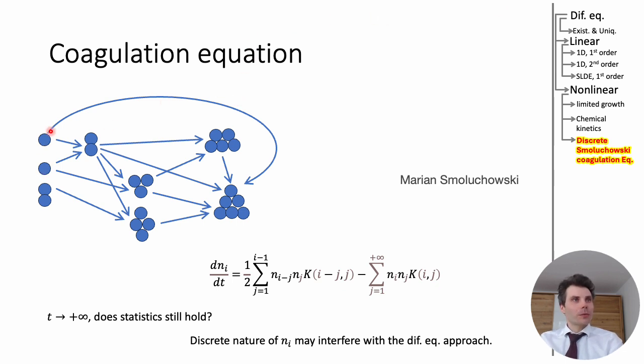So here we have two monomers. They can collide with each other and form a 2 cluster. A 2 cluster can collide with another monomer and form a 3 cluster.